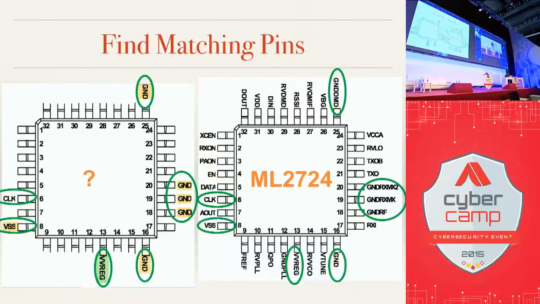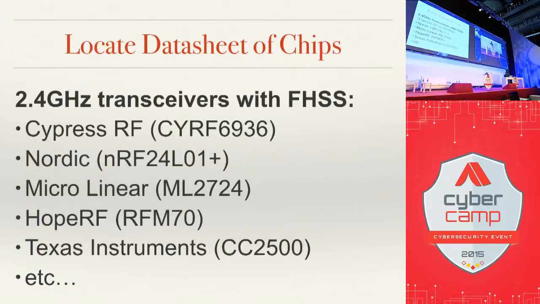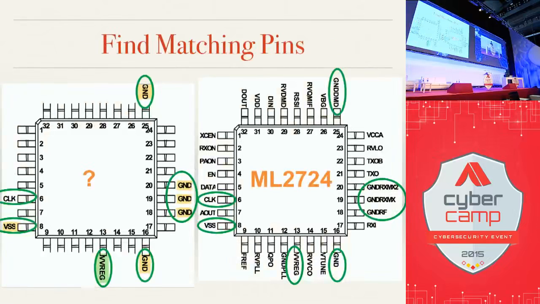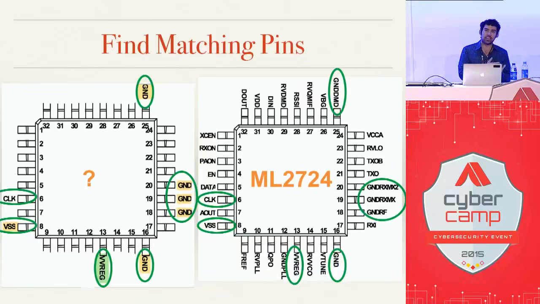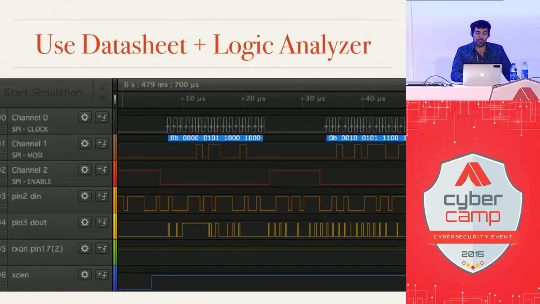Then I'll start matching up pins. I'll go through all of the different data sheets, look at all of the pinouts, and find the ones that have the same package type and the same number of pins, and then I can start matching up the actual pinouts. I can say, this one has ground here and ground here, voltage here and voltage here, clock here, clock here. So then I know that the chip that had zero markings was an ML2724. From then on, I now know what every other pin is.